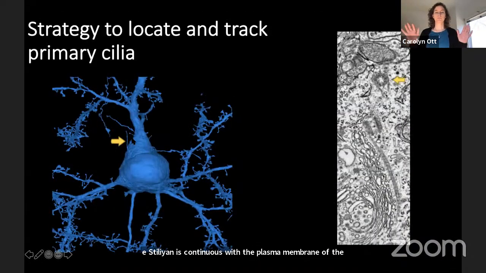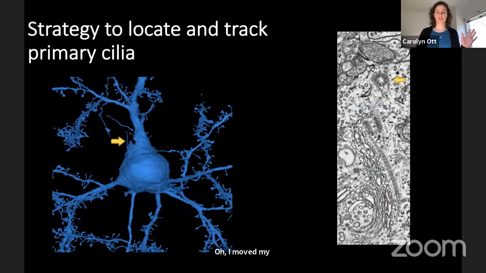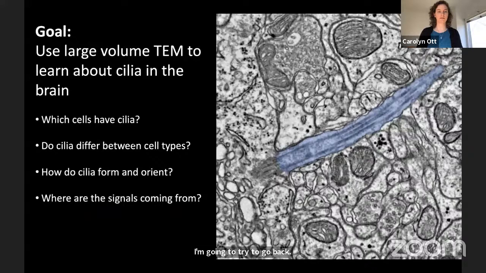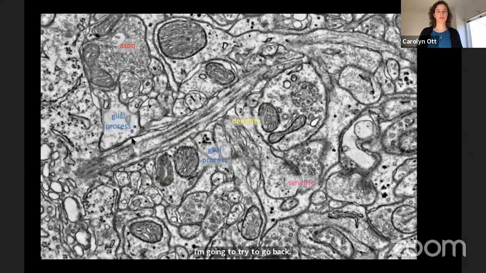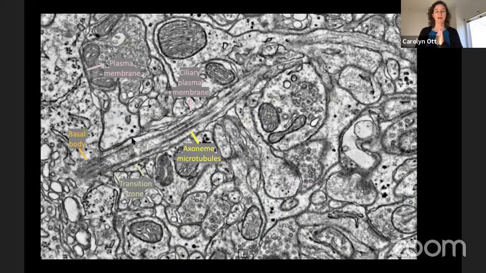Oh, I moved my mouse, but I didn't do anything else. I'm going to try to go back using arrows. Here we go. Let's go here. So I'm going to try not to point.